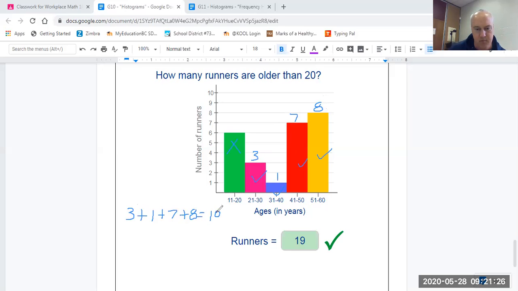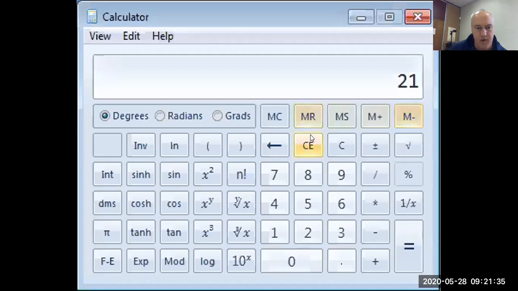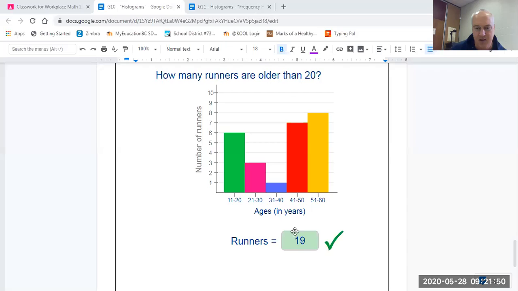Just to confirm, let's plug it into our calculator. We have the 3 plus the 1 plus the 7 plus the 8, which adds up to 19. That is why, when we came back in here, we see that the answer of 19 is correct. So hopefully that makes sense.